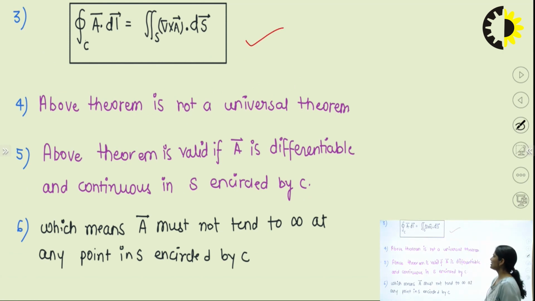The above theorem is not a universal theorem, and it is applicable if vector A is differentiable and continuous in the surface encircled by C, which means A must not tend to infinity at any point in S encircled by C. That means nothing should be in the denominator or in the form of tan. Then you can also check for continuity and differentiability. Here your vector should not tend to infinity.